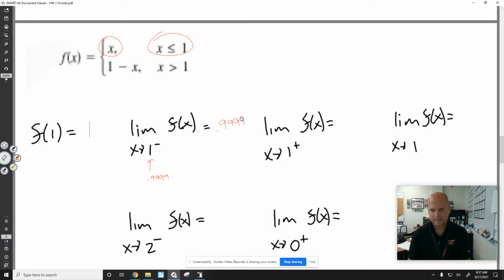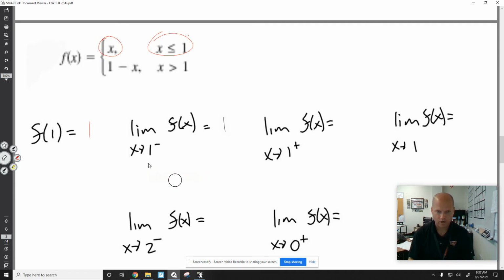But no, that's not the concept of a limit. Because we could get closer. We could get closer. We could get closer. If I keep plugging in these values, what value am I going to get really close to? 1. Essentially the y coordinate here if I do plug in 1.